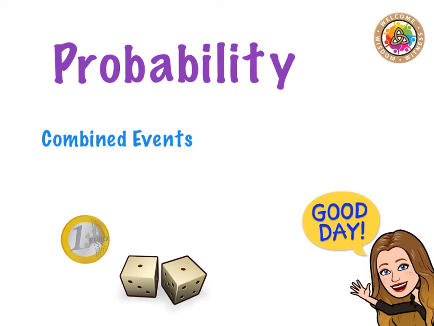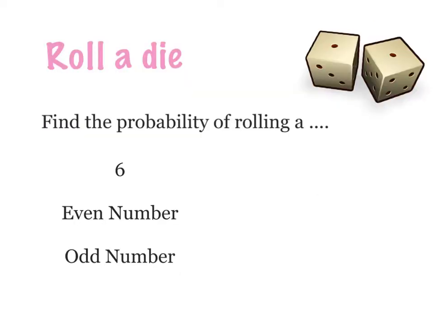This video is going to explore combined events and what that means in terms of probability. So now let's look at the probability of rolling a 6 when you roll a dice. Well, that's very simple because it's the probability of 1 in 6 because only 6 appears once.